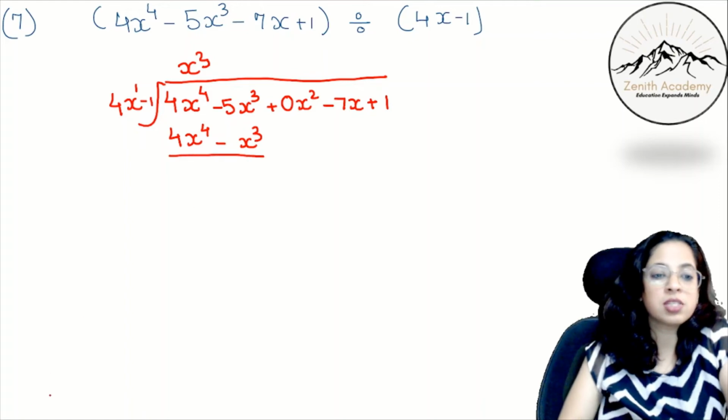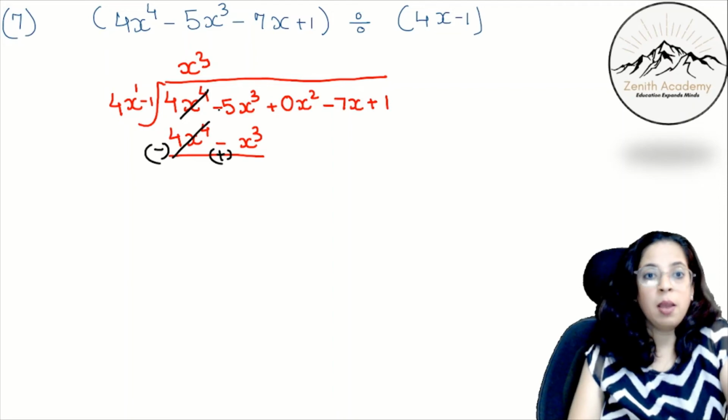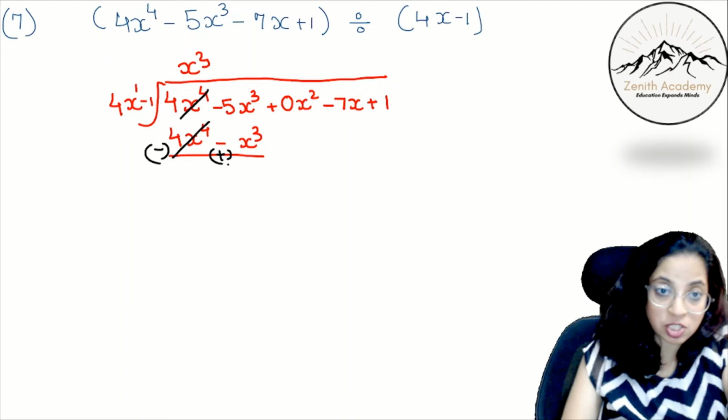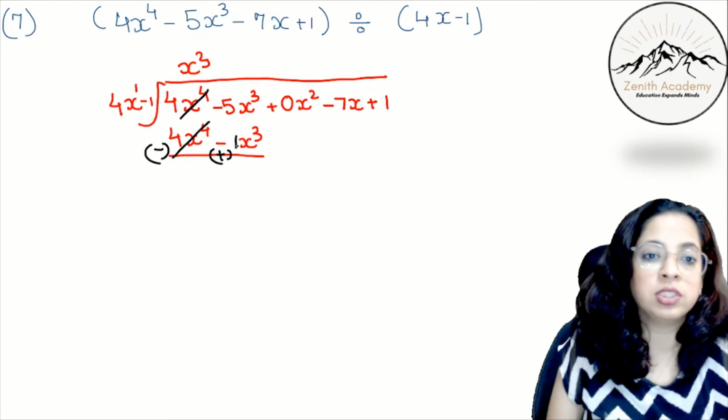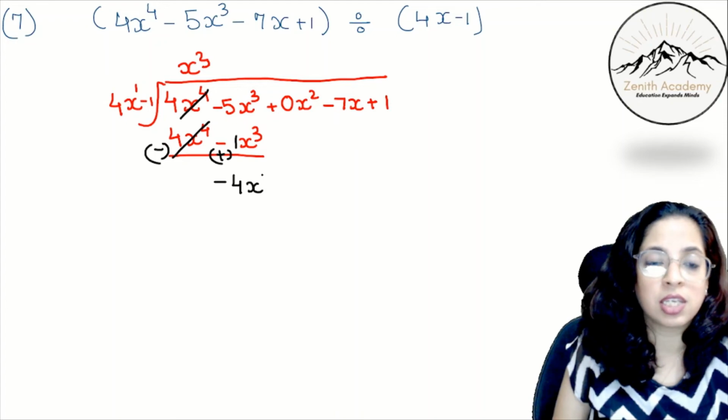Now, since it is a subtraction, I will change the sign. This will become minus, this will become plus. So, plus 4x raised to power 4 and minus 4x raised to power 4 gets cut. Minus x cube plus x cube. Minus 5x cube plus x cube. So, it is nothing but 1. So, it will give you minus 4x cube.